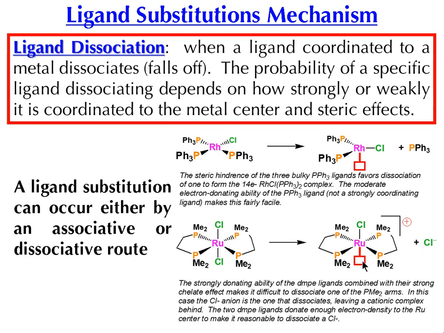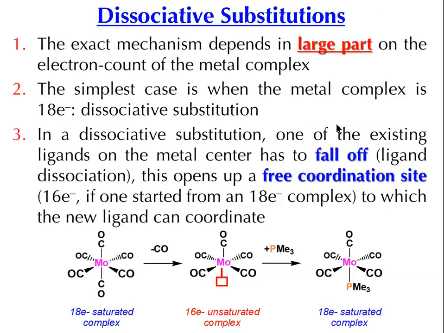If this vacant site remains empty, Cl- will be bound to the ruthenium and we will obtain the first structure. By the same way, we have to add anionic ligand that make this structure less steric. It depends in large part on the electron counting of the metal complex.